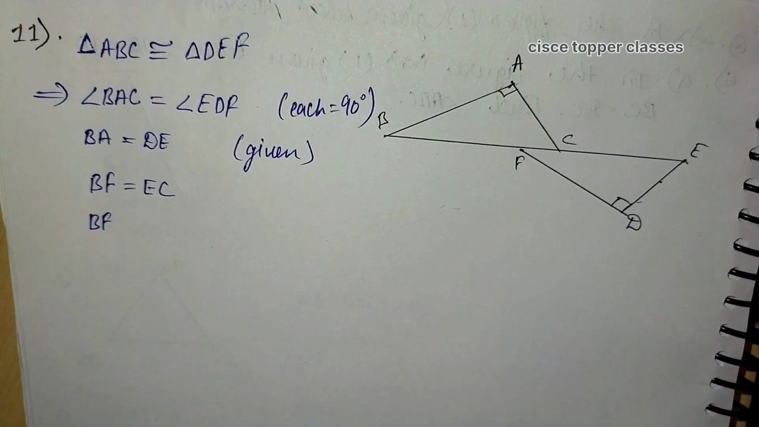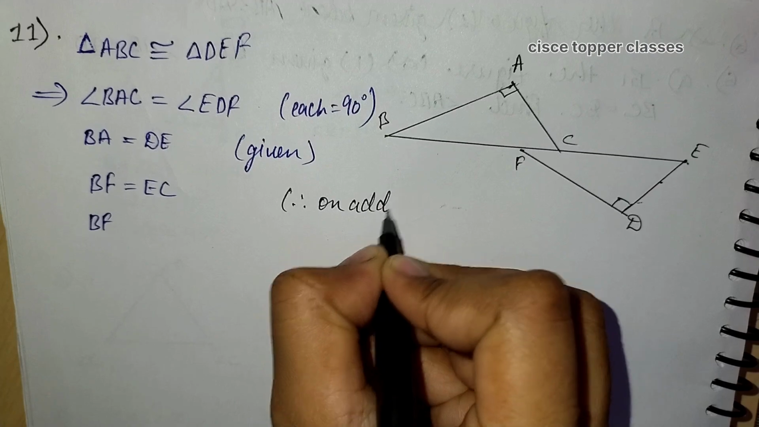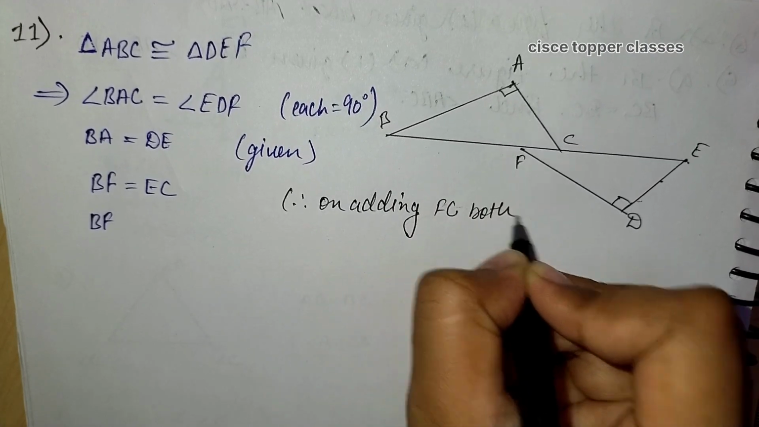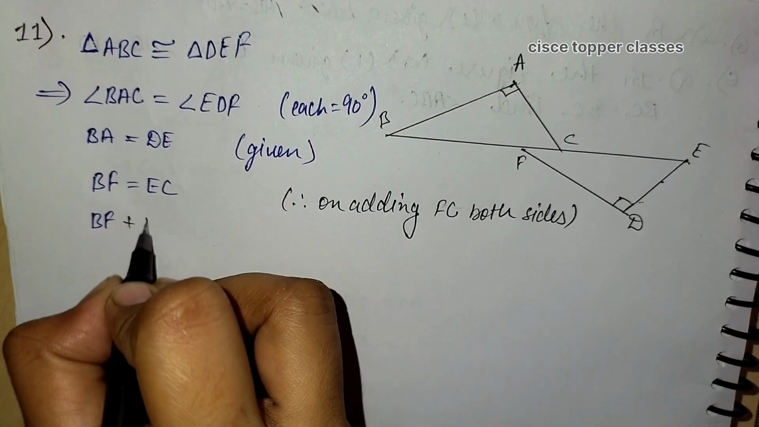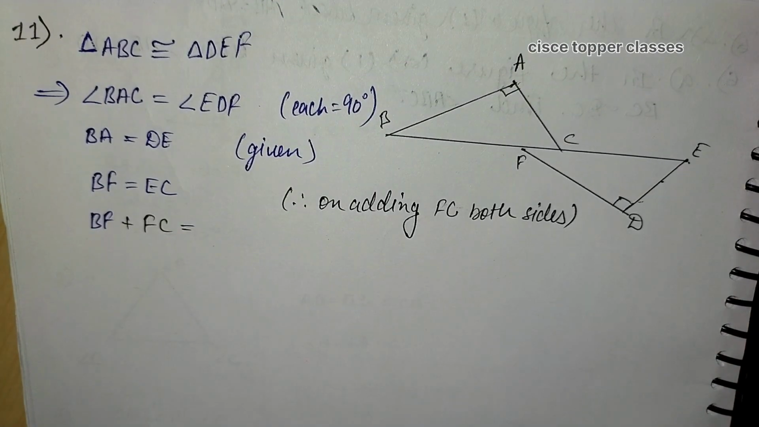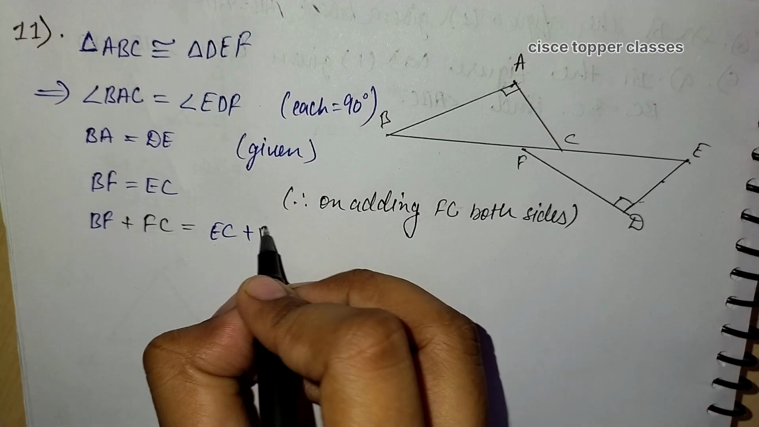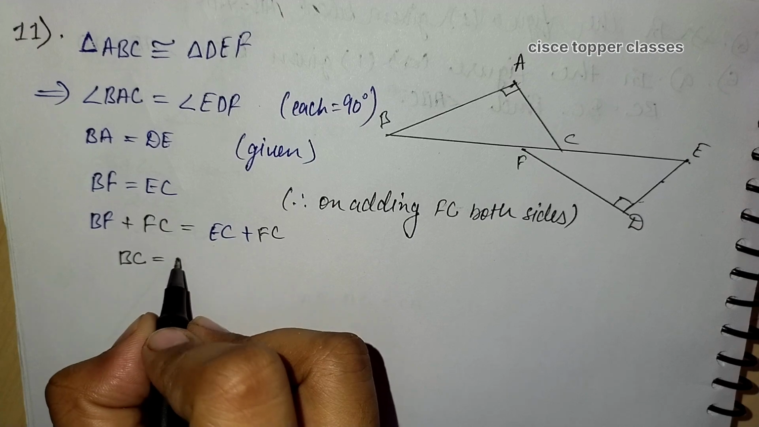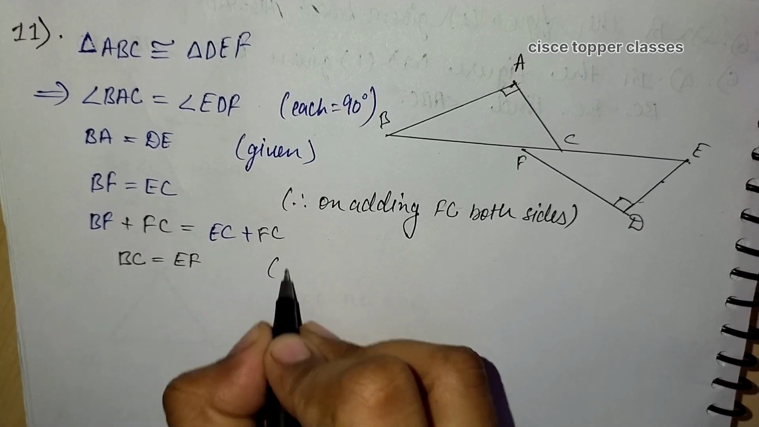BF on adding FC both sides, here in this part we will get plus FC equal to EC plus FC. On adding this part we will get BC is equal to EF from here, and this is the given part.